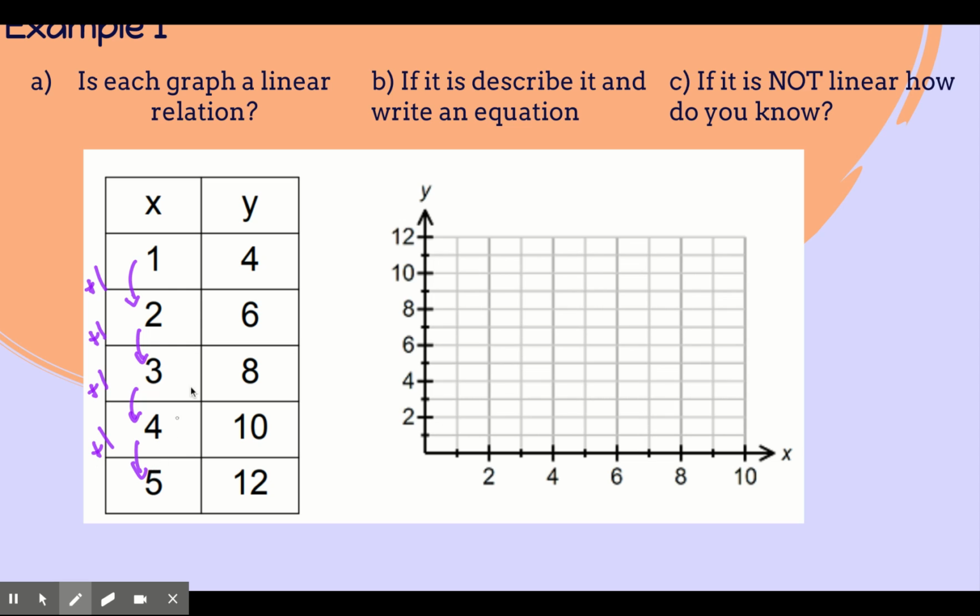So the x is increasing by a constant change, but is y increasing by a constant change? Okay, well, plus 2, plus 2, plus 2. So y is increasing by 2 each time. So therefore, as x increases by 1, y increases by 2 every single time. So therefore, this is a linear relation. Okay.